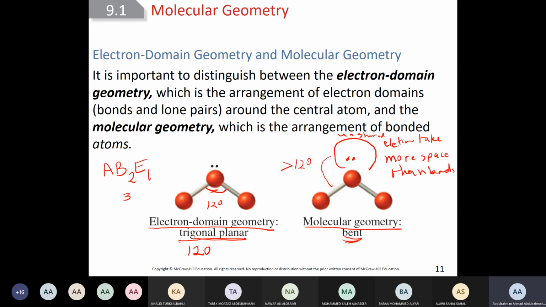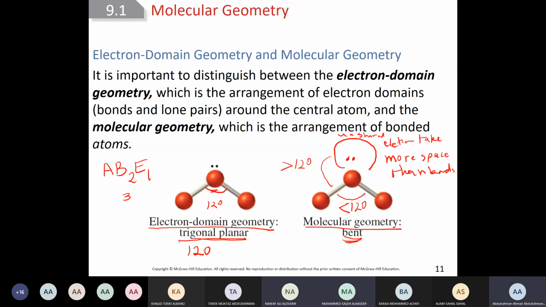Okay? How about this angle? Yes, it will be less than 120. Less than 120. Is this clear?